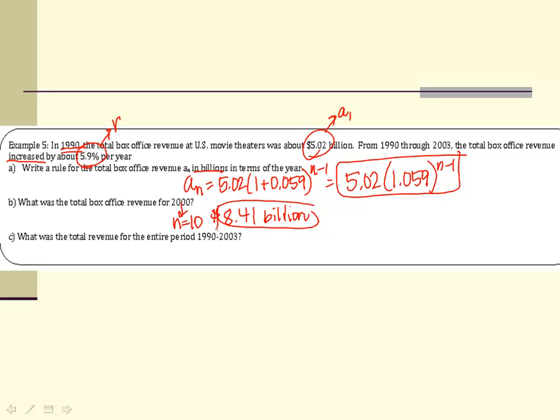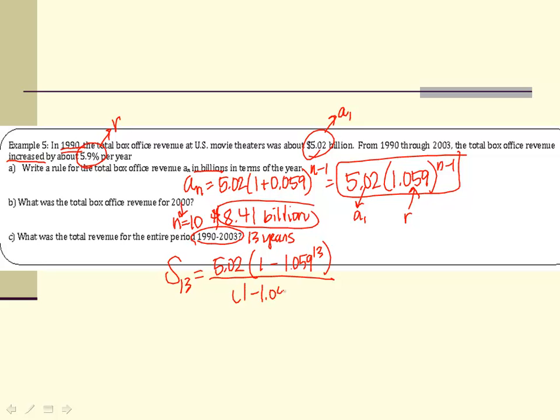Last one, what's the total? Well, how many years am I looking at? This is 13 years. So I want the total in 13 years. So I start with 5.02, there's my a sub 1, and there's my r. So 1 minus 1.059 to the 13 over 1 minus 1.059, and you get about $94.18 billion in sales. Would have liked to own a movie theater, huh?